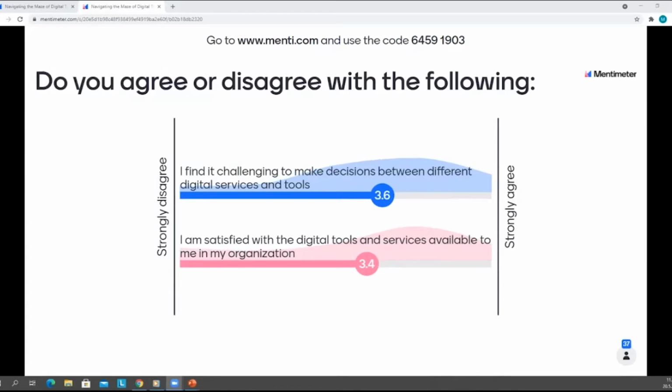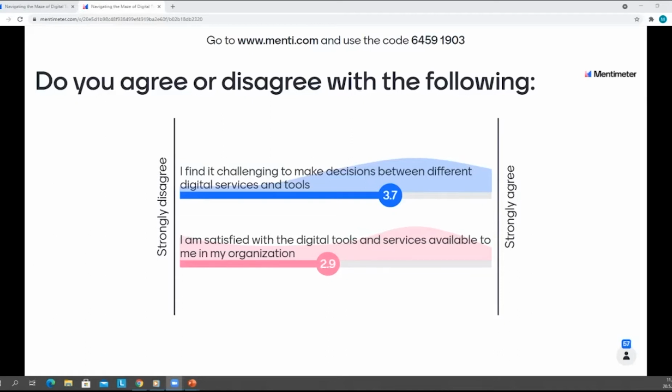So we'll give it a few seconds to get the final results. So it seems that most of our audience pretty much strongly agrees, 3.6, that it is challenging to make these decisions, which services and tools to use. But again, many seem fairly satisfied with the tools and services available in the organizations, which is also, of course, a very good thing, because if we have a lot of unsatisfied users, then that's unfortunate. But I think we'll stop reviewing this one here.